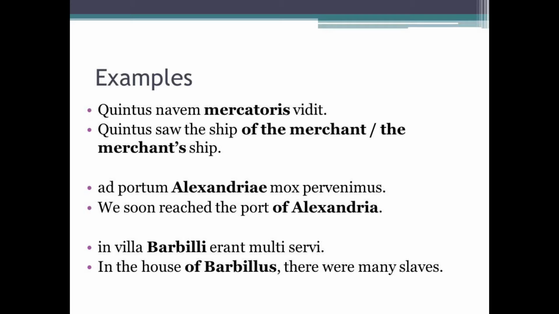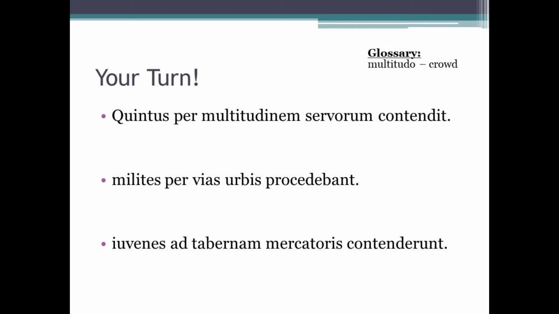So notice in all of these sentences how the genitive forms have been translated either with the word of or with an apostrophe. But my preferred way is with of, because you don't have to worry about getting the apostrophe in the right place. Right, so I'd now like you to have a go at a few examples yourself. So pause the video and have a go at translating these.